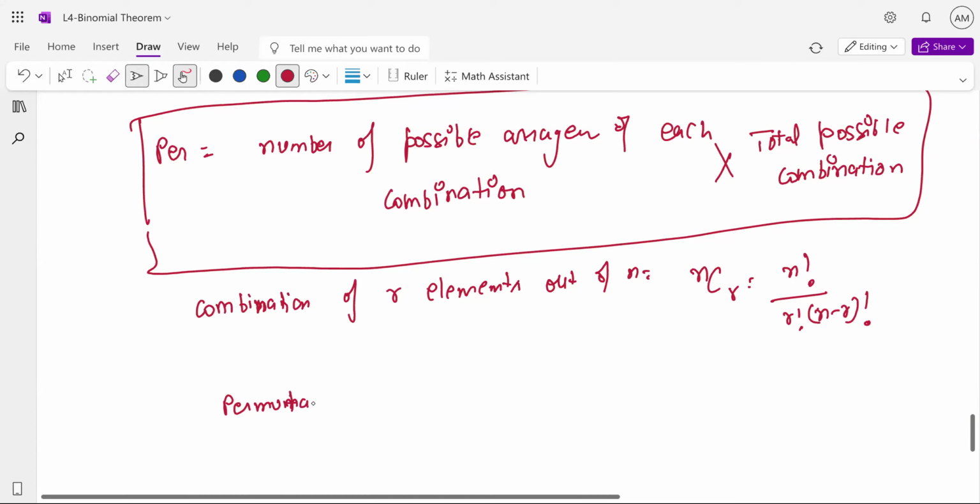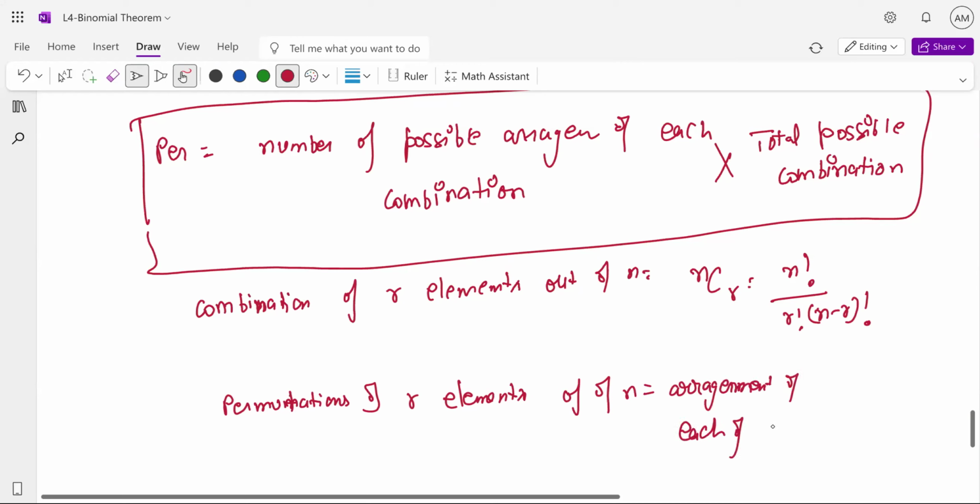Okay, permutation or permutations of R elements out of n will be nothing but arrangement of each combination multiplied by possible combination. Okay, possible number of combinations.